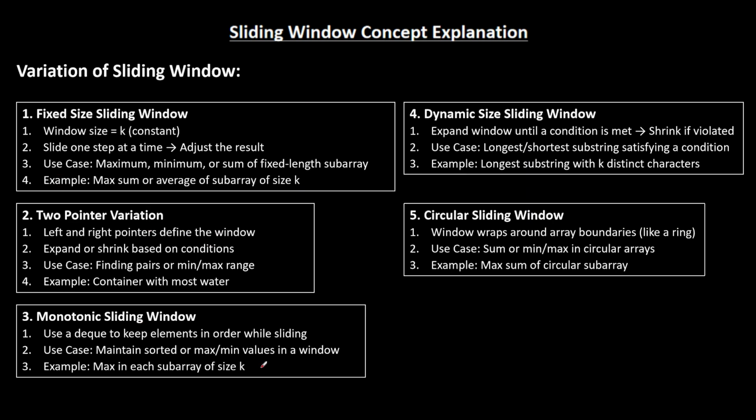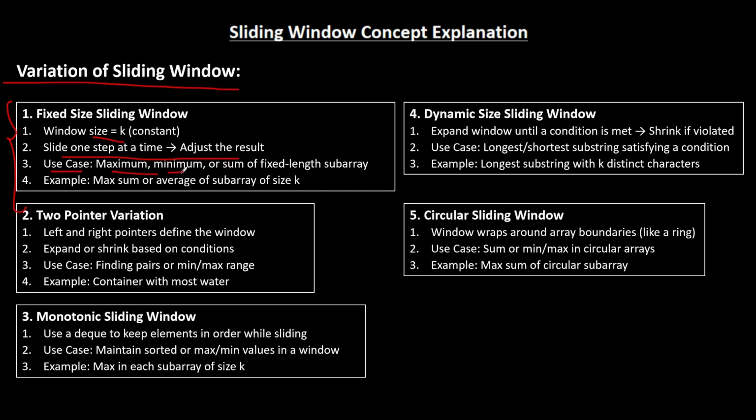Now let's move to the next slide. Variations of the sliding window. Where could you use the sliding window and what could be the variations of it? Let's understand that also. If it is a fixed size sliding window, the size is given to you and is fixed. Suppose the size k is always 5 and it won't be changing. So you just have 5, sliding one step at a time and adjusting the result.